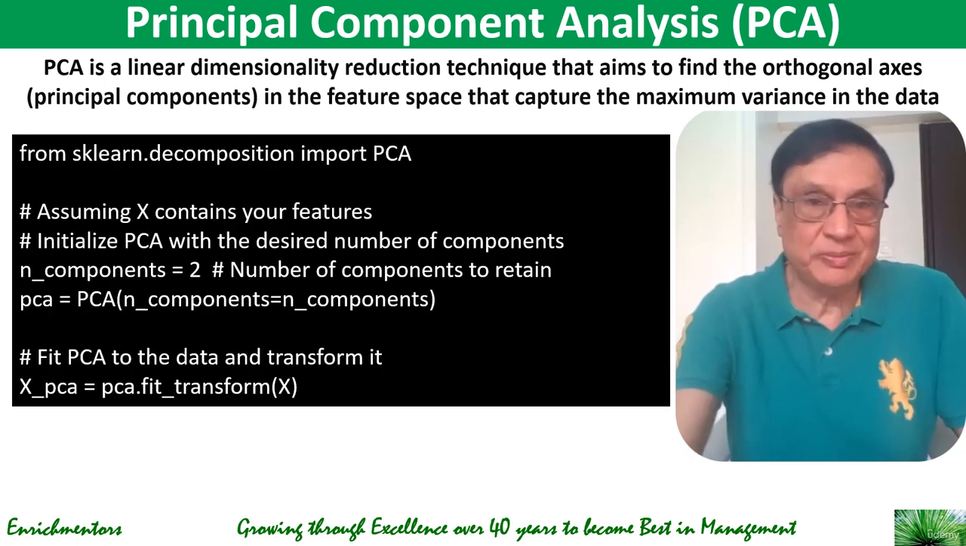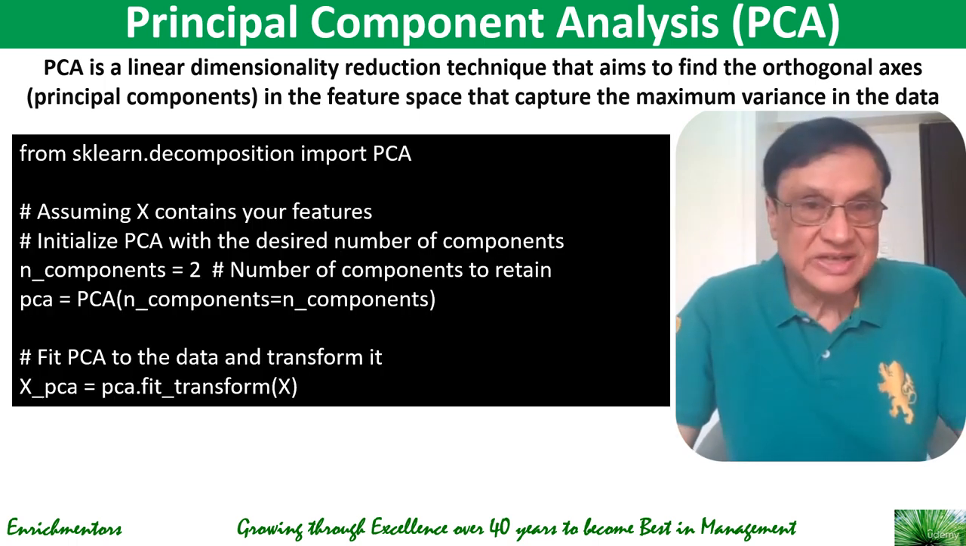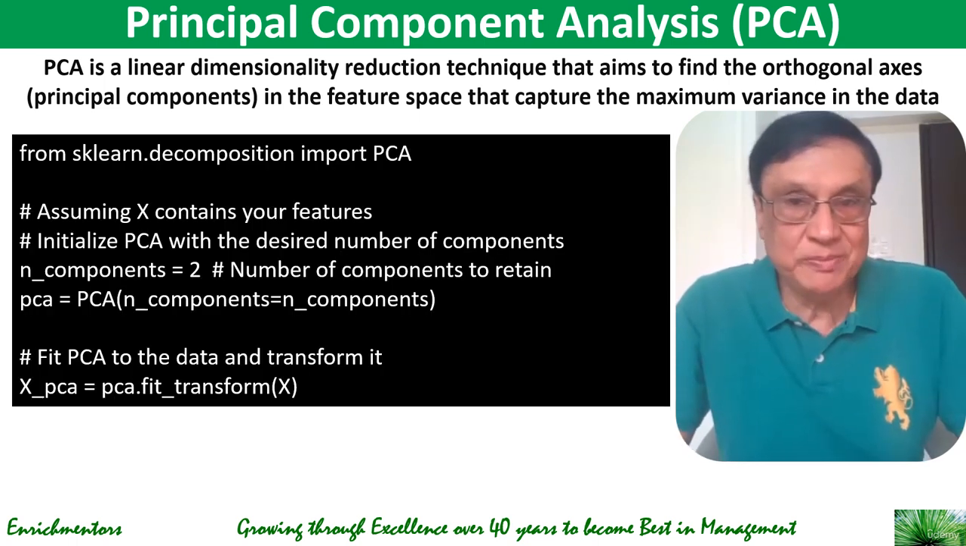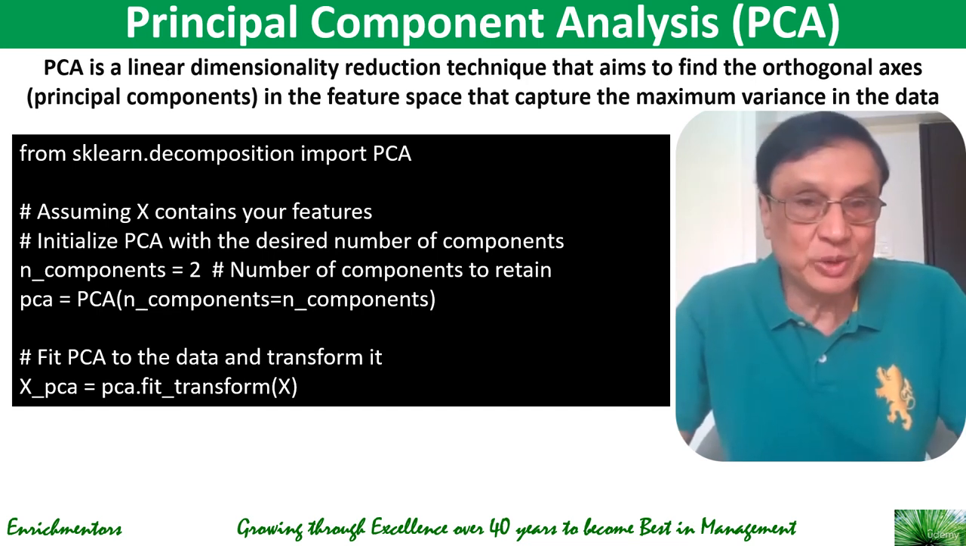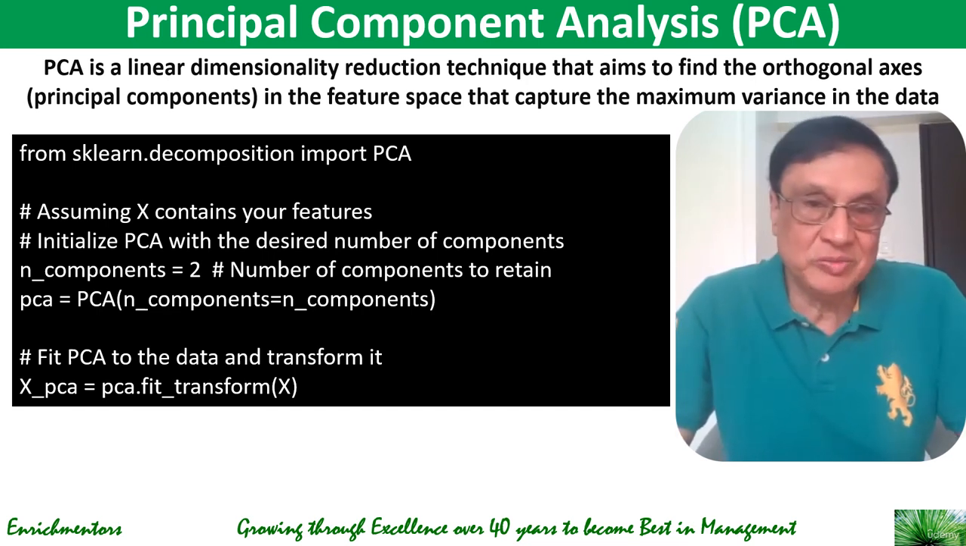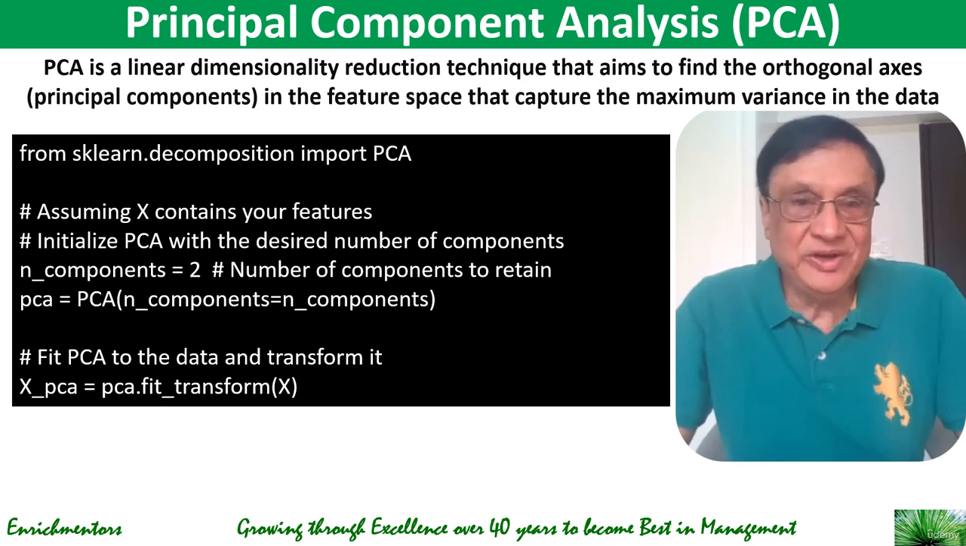You need to run the program in sklearn decomposition, import PCA, and then assume X contains your features, initialize PCA with the desired number of components. If you want two components, put n_components equal to 2. If you want more, you can do more. And then fit PCA to the data and transform it, and you get your two main components or three or four main components, right?